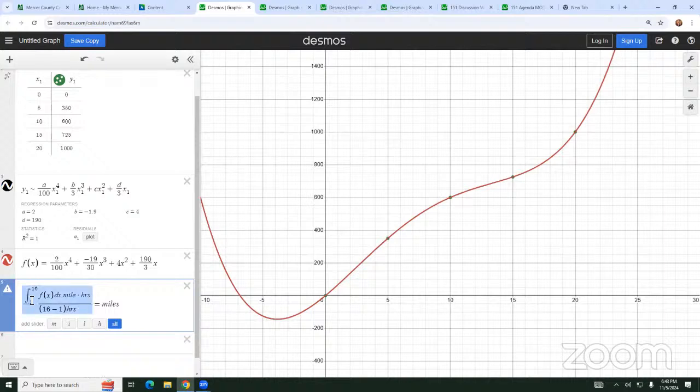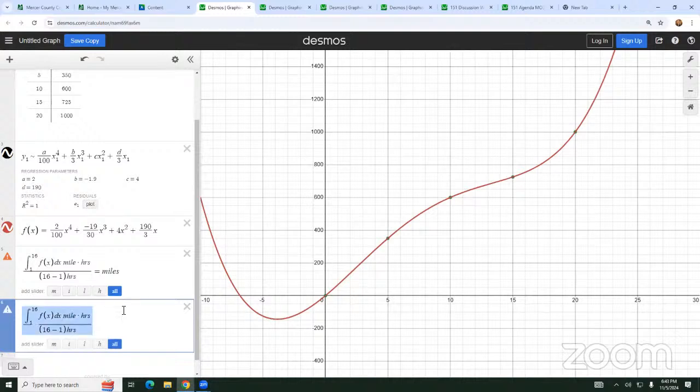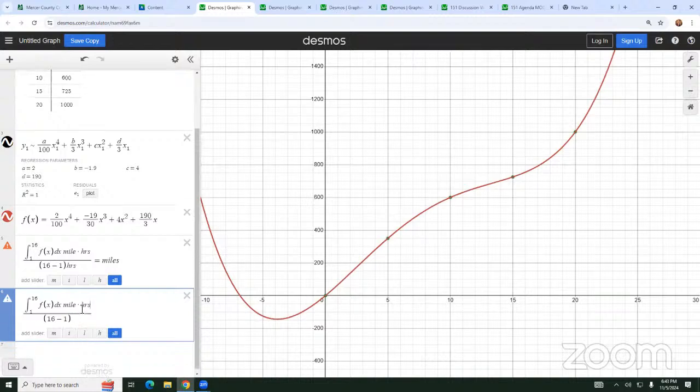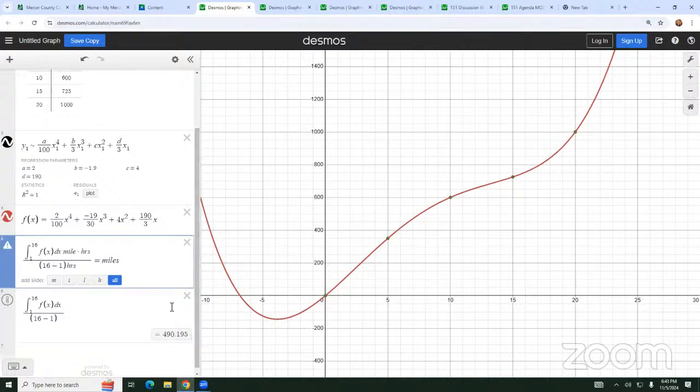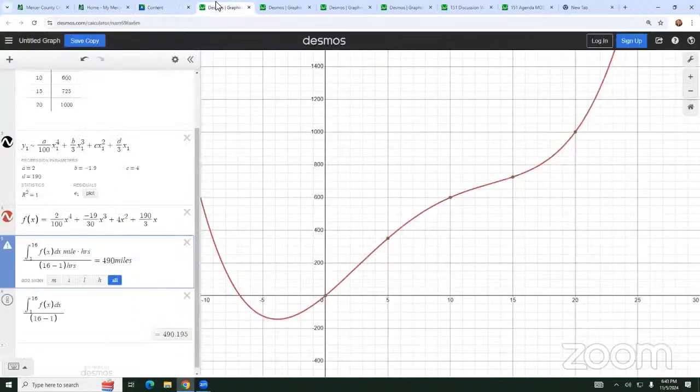Okay, so now let me have Desmos do it because I don't want to do it. So I'll take out these units. It will tell me what the answer is. Come on, go. And the answer is 490. 490 miles. That's my average distance from home. Oh, find the answer to 2 decimal places. 490.20.